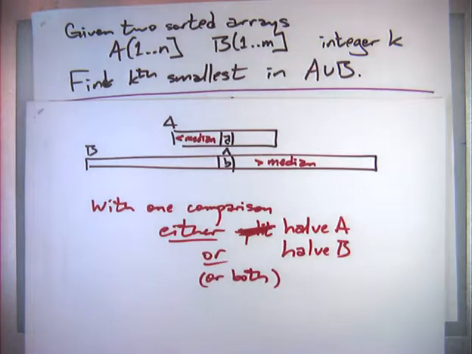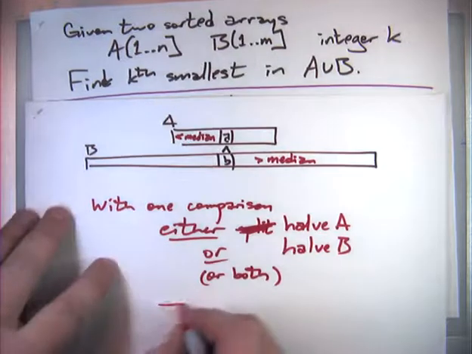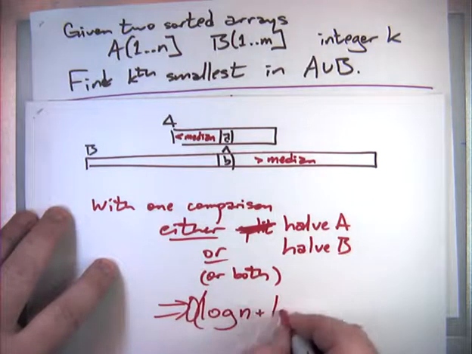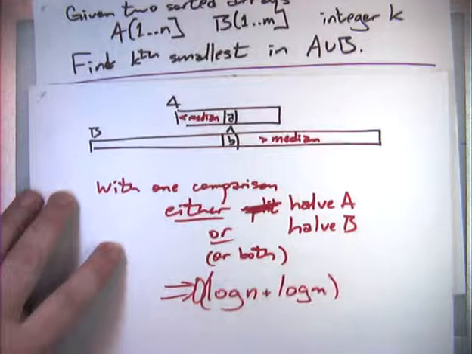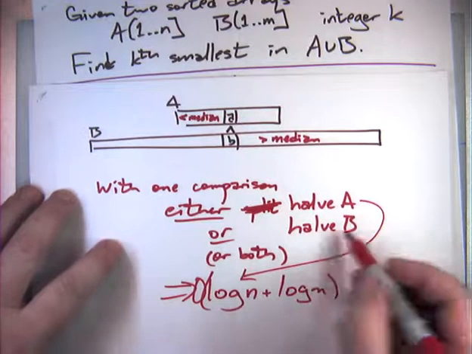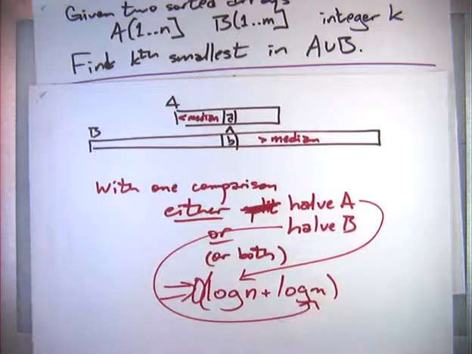And so I can only cut A in half log n times, and I can only cut B in half log m times before I'm down to two constant size arrays, at which point I just use brute force. Okay, so this algorithm actually also ends up giving you a running time of log n plus log m, just because log n is the number of times I can cut A in half, and log m is the number of times I can cut B in half.